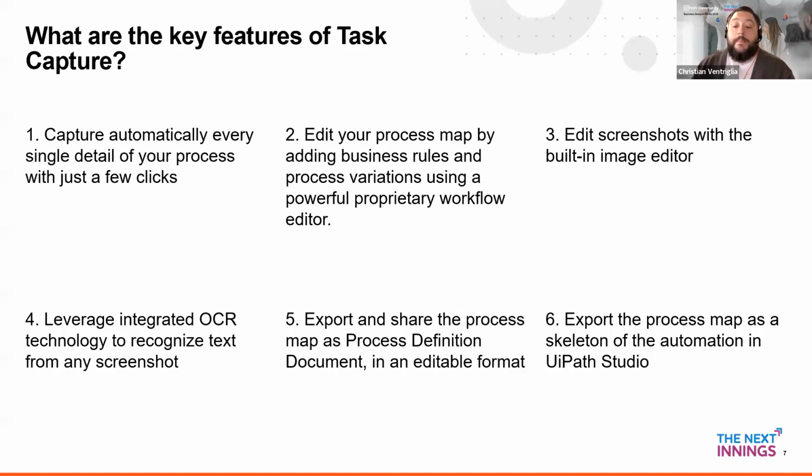You can edit your process map by adding business rules and process variations using a powerful proprietary workflow editor. The Task Capture tool has an editor that is very similar to some other flow charting tools that you might have seen in the past. It's got a lot built into it. You can drag and drop different shapes and build out your flow as you imagine it, and then you can use the capture feature to populate that diagram with the specifics of each of those actions.